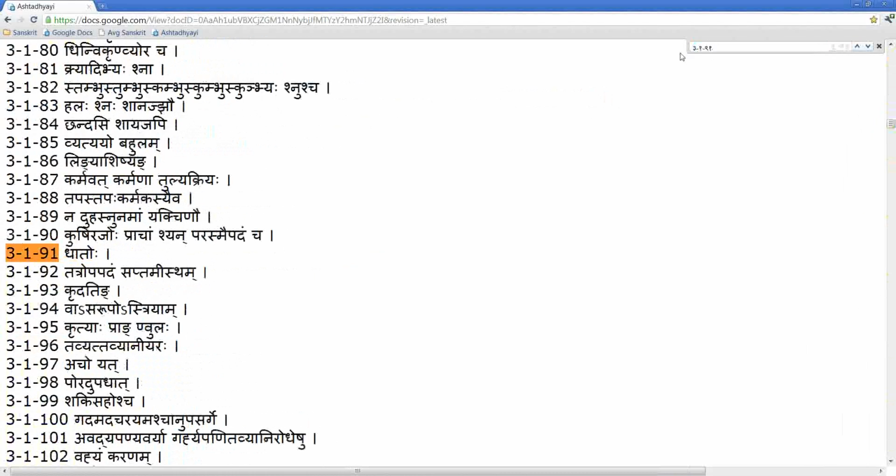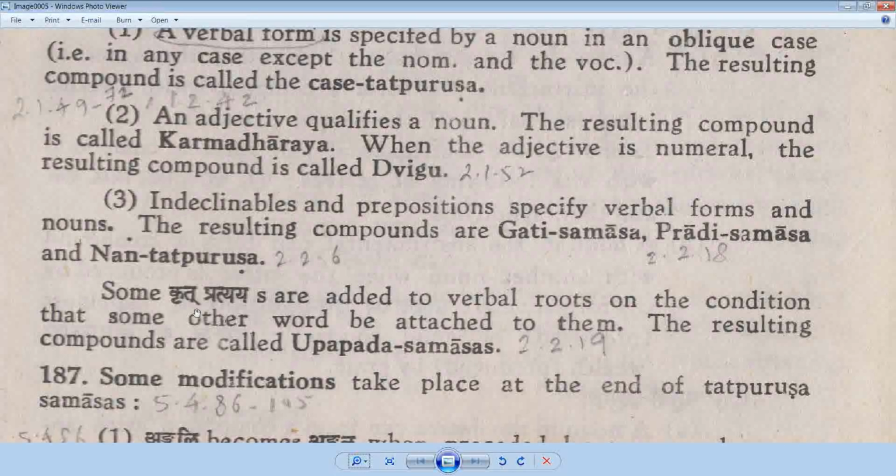The next sutra is, of course, tatropapadam saptami, tatra bodham saptamistam. Krut atin. So yes, a krut pratyaya will be used with some dhatu to form this kind of compound, which depends on the upapada being there. That is what the book is saying: some krut pratyaya will be used, because this krut atin is the adhikara running there, on the condition that some other word and this upapada samasa. Now, let me give you some homework because we are out of time.